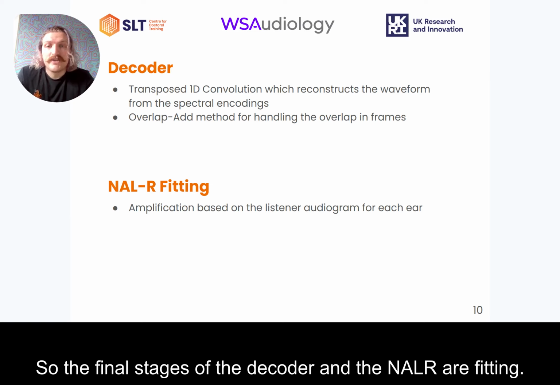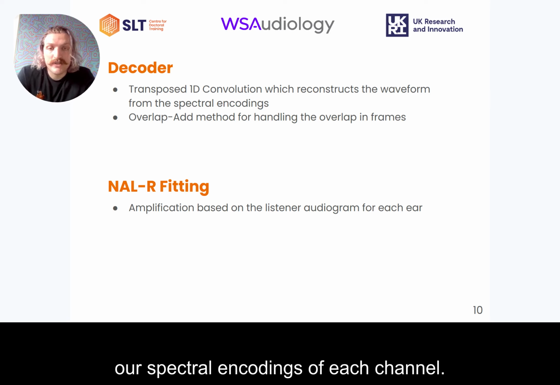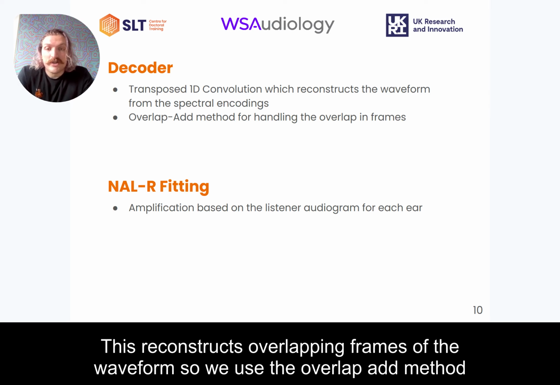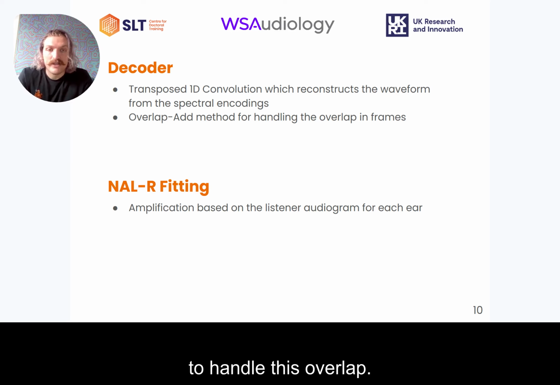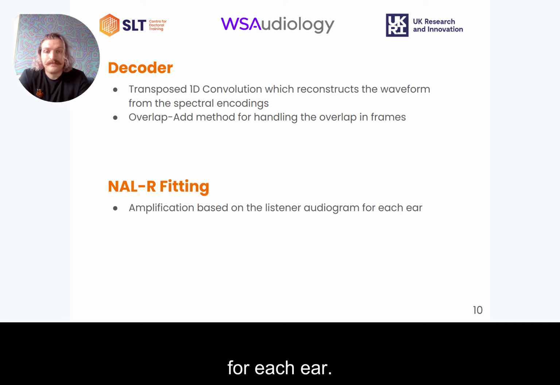So the final stages are the decoder and the NAL-R fitting. The decoder is a transposed 1D convolution which will reconstruct the waveform from our spectral encodings of each channel. This reconstructs overlapping frames of the waveform, so we use the overlap add method to handle this overlap. We also have the NAL-R fitting, which is amplification based on the listener's audiogram for each ear.